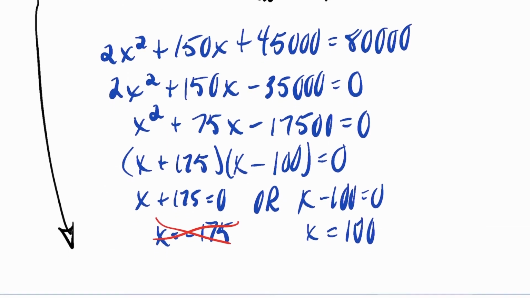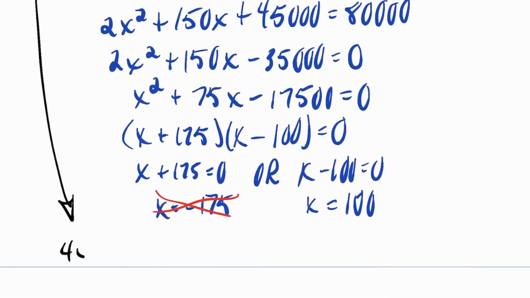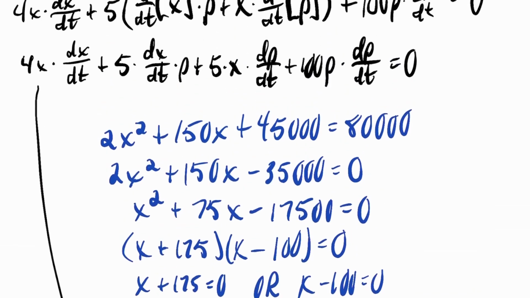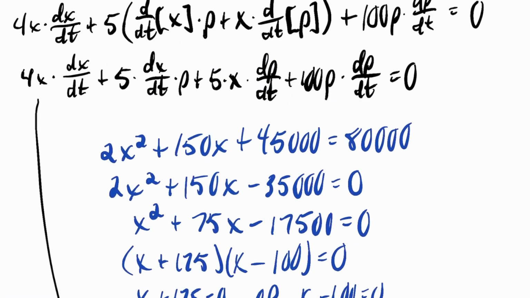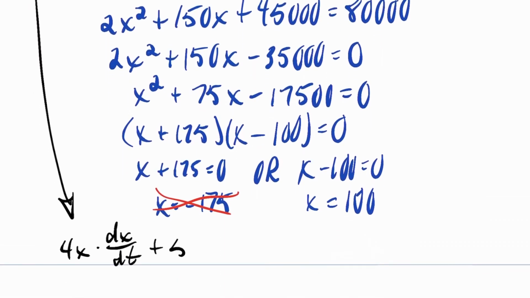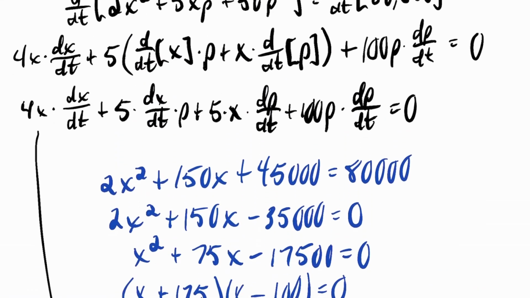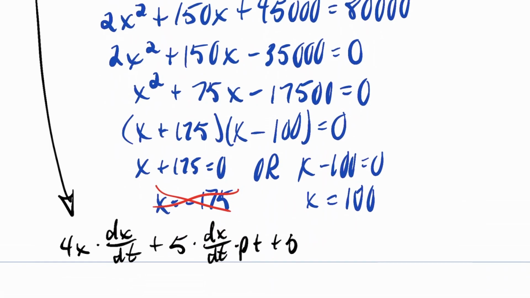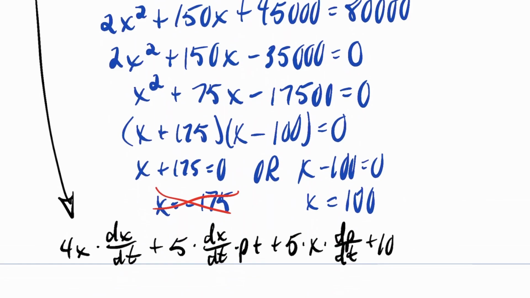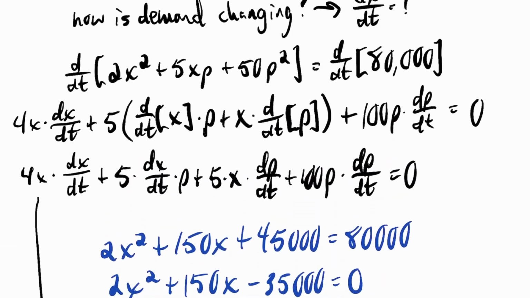So what I can do now is take that equation, copy it down here. So 4x, I'm going to run out of space. That's okay. 4x dx dt. This is a little more involved than previous examples. Dx dt plus 5 dx dt times p plus 5x dp dt plus 100p dp dt equals 0. I think that is everything correct.